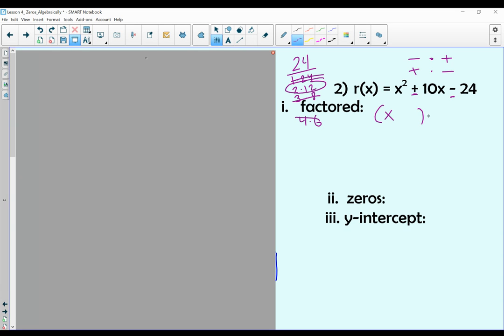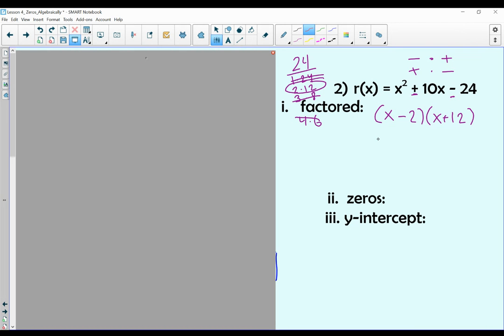And I'm going to break this up into the product of 2 binomials, x with 2 and x with 12. And at this point, I just need to determine the signs. Well, this is a positive 10, so my bigger number, 12, is going to be positive. 12 minus 2 gives me 10. And that is its factored form. And if you do that with factoring by grouping, you will get the same answer.